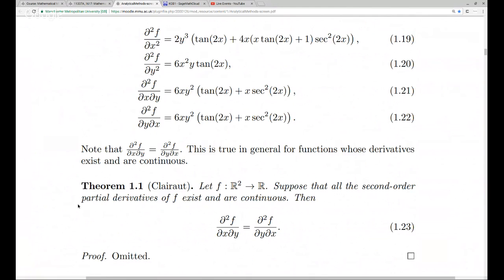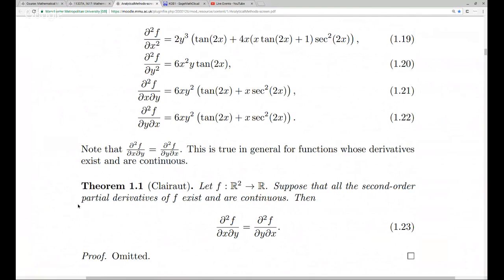So in practical terms, for most well-behaved functions there are only 3 second-order partial derivatives: differentiate twice with respect to x, twice with respect to y, and then the one mixed one. Okay. Now we won't be looking at the proof of this theorem, but we're going to use it all the time as an important fact.